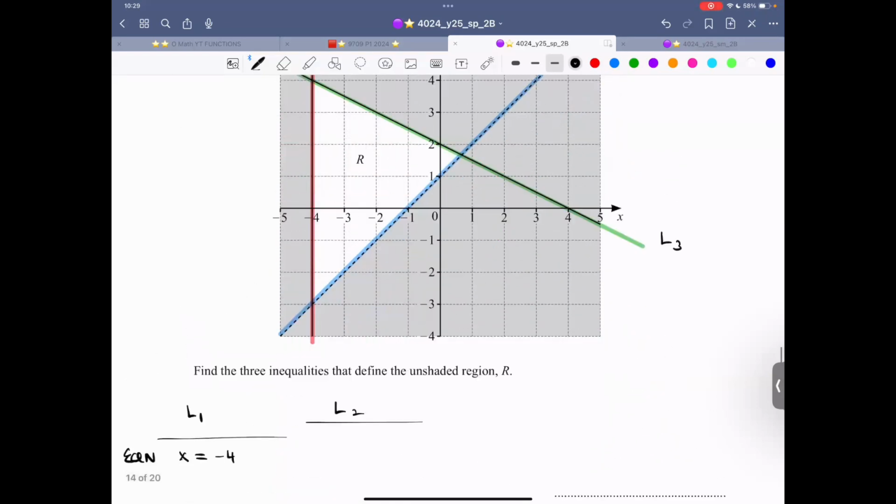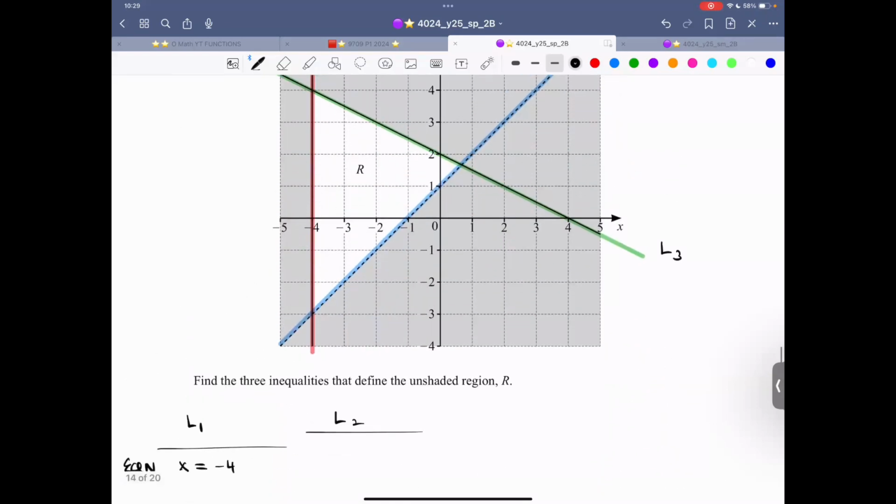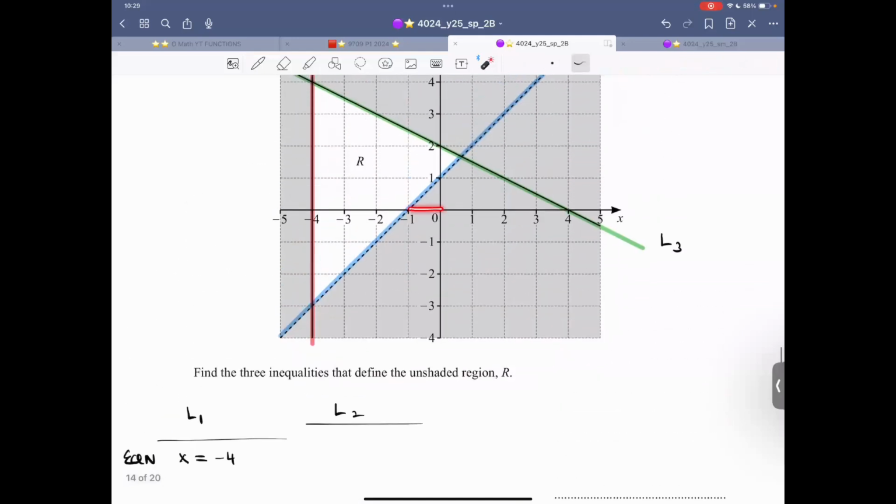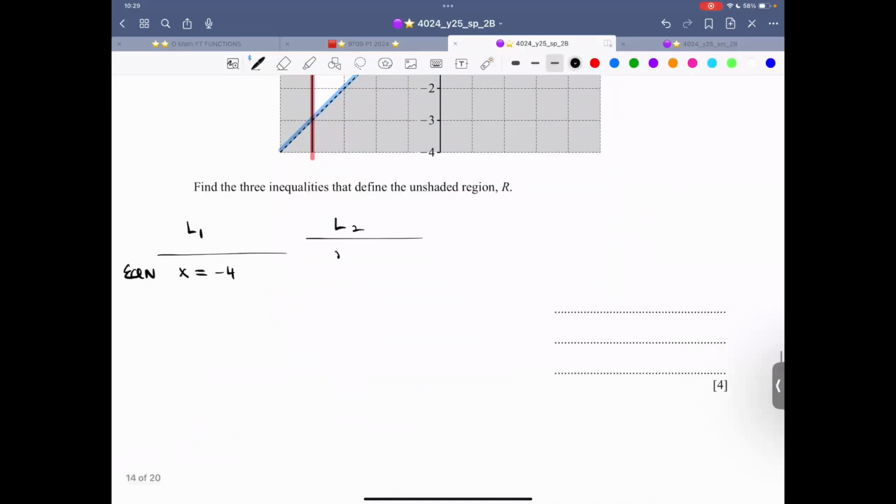L2, the blue one, you can see right away because it's giving you 1 mark each. So the gradient is 1. Change in y over change in x is 1. Y-intercept is 1. So gradient is 1, y-intercept is 1. y is equal to x plus 1.